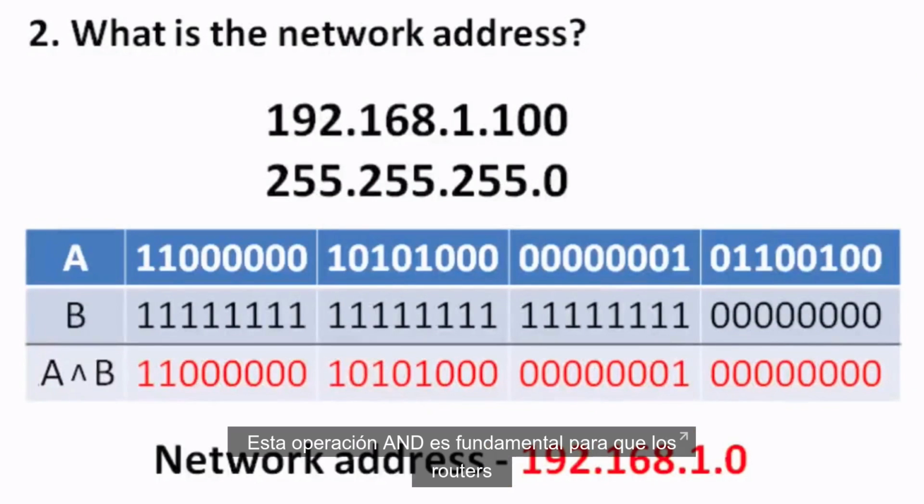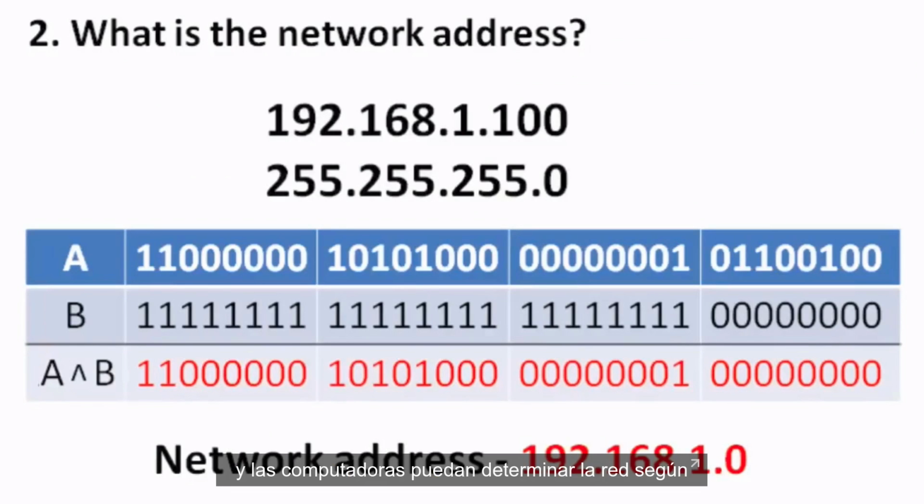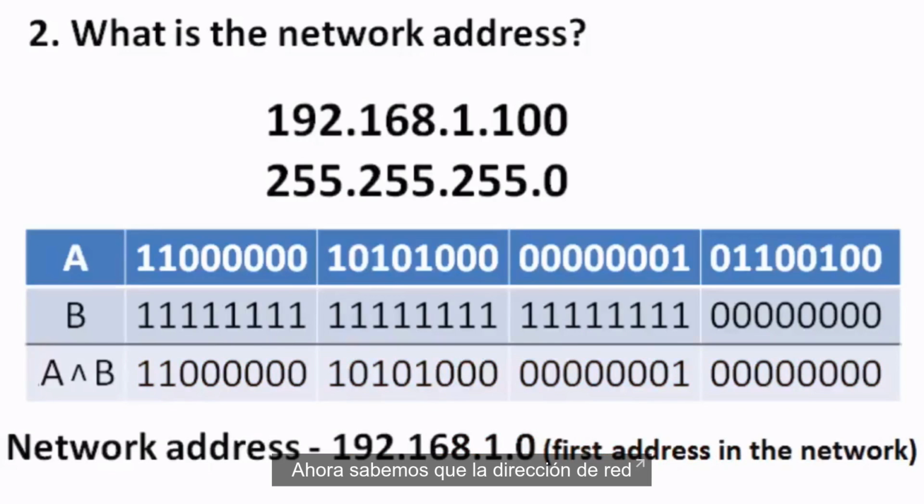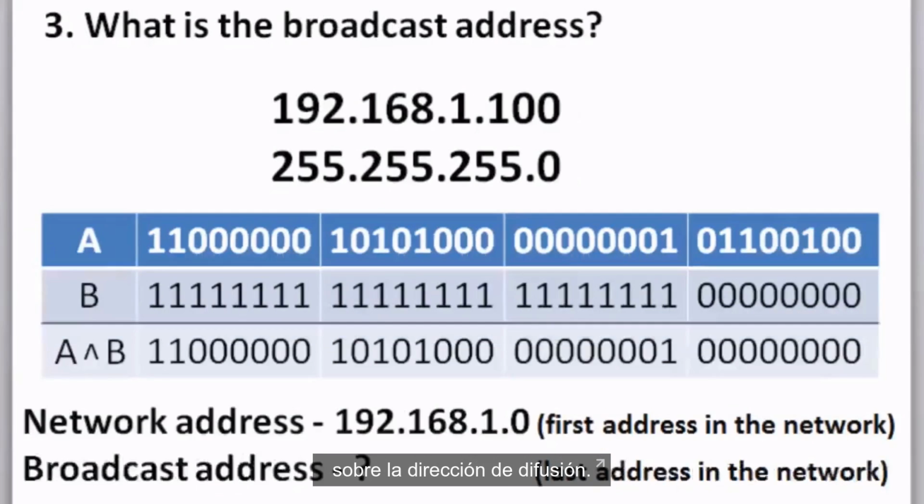This process of ANDing is crucial for how the routers and computers are able to determine the network based upon the IP address and subnet mask. So now we know that the network address is the first address in the network. We also know a little bit more about how the network address is actually determined by the computer or the router. And we can go to question number 3, what is the broadcast address?